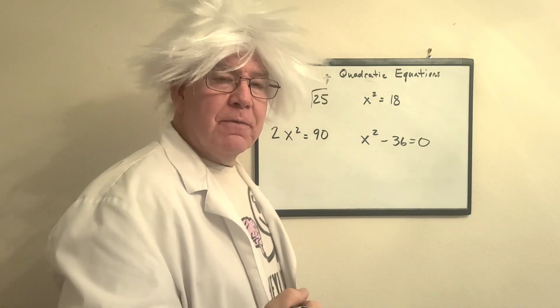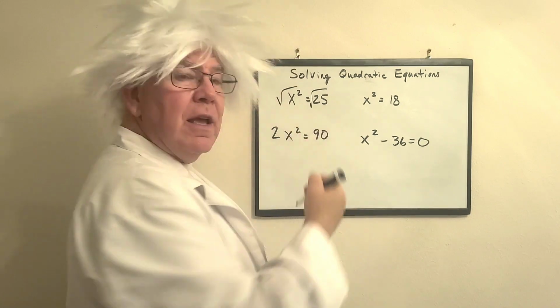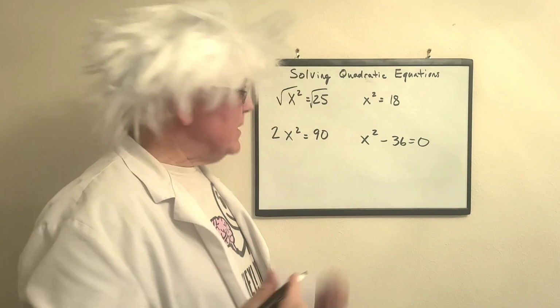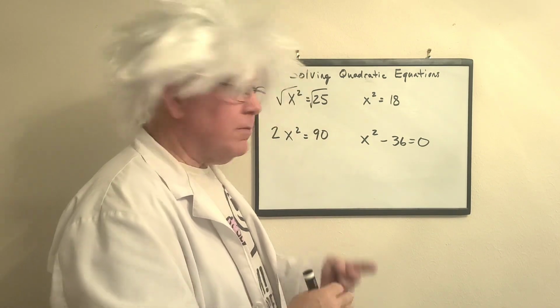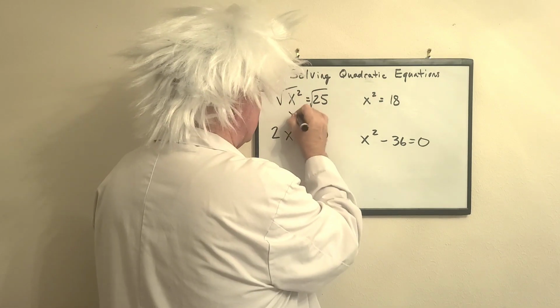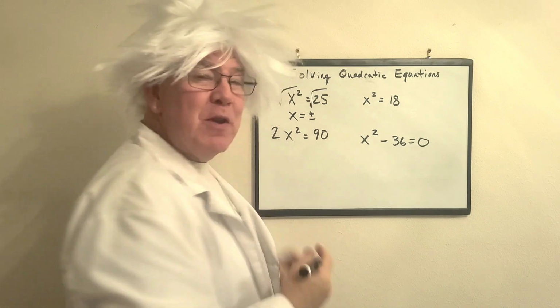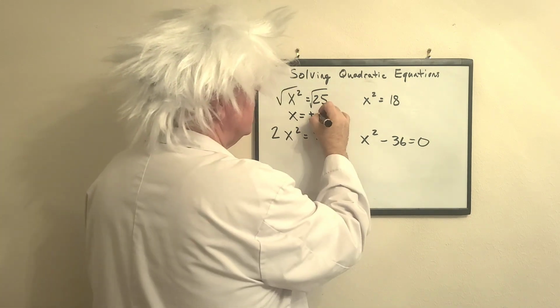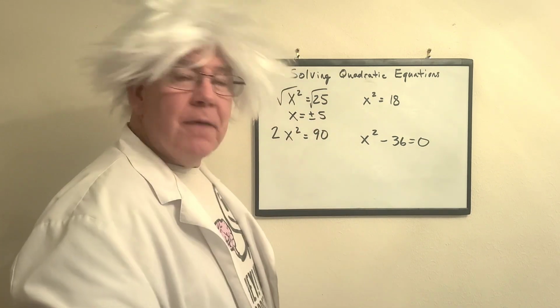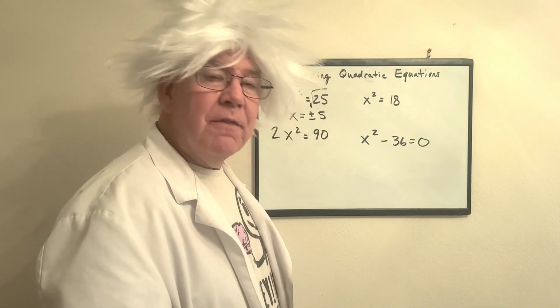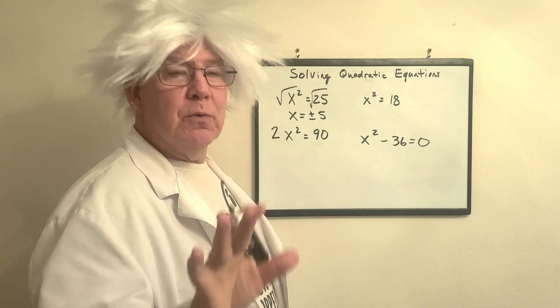If I take an even root, that means a square root, a fourth root, a sixth root, I have to remember that the answer is not only going to be positive, but it's also going to be negative. So the answer to this is 5 and negative 5. Think about it: 5 times 5 is 25, but also negative 5 times negative 5 is 25.